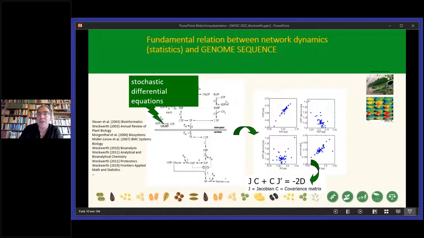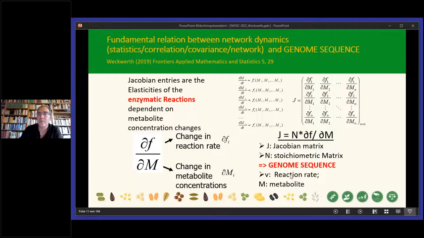For instance, if you change ATP concentrations in this phosphorylation reaction in the Calvin cycle, then you would perturb the whole enzymatic reaction. You change the reaction rate, and this would give a changed entry in the Jacobian. In other words, now we are able to use the covariance data from the metabolomics data, for instance, to calculate back the Jacobian. Another aspect is very important, and this now led to the idea that this is indeed a genotype-phenotype equation. The structure of the Jacobian matrix depends on the genome sequence.